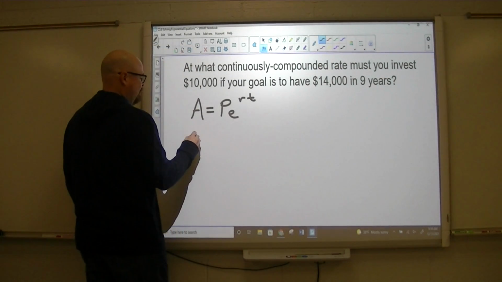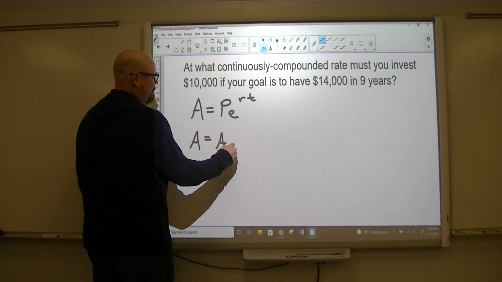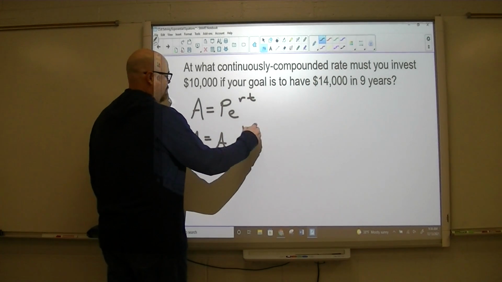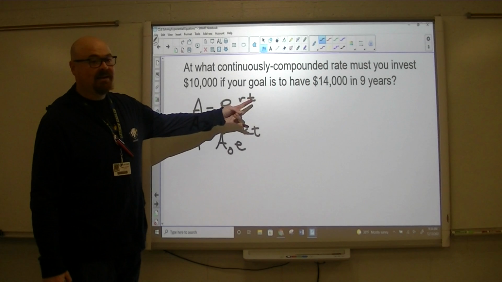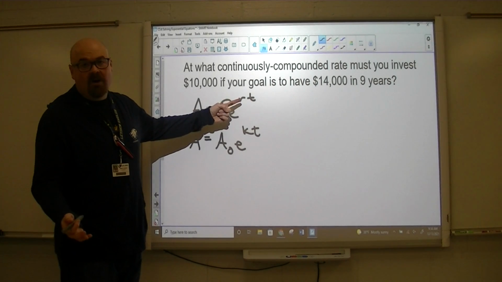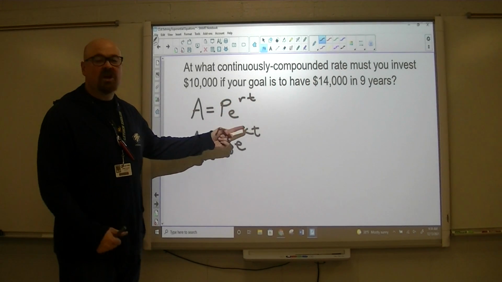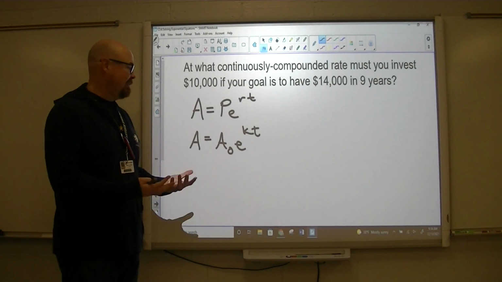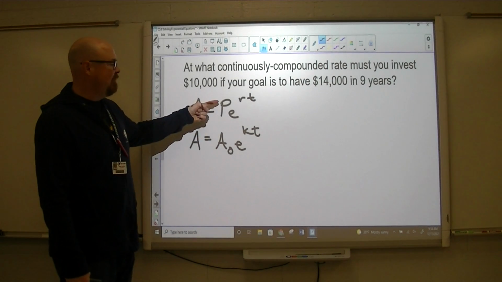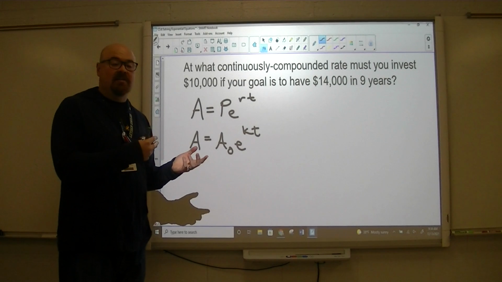So really this is this, right? They both have T. Here it's called R for interest rate. Here it's generalized to just be K as a growth rate. And then instead of P, now P stands for principal.